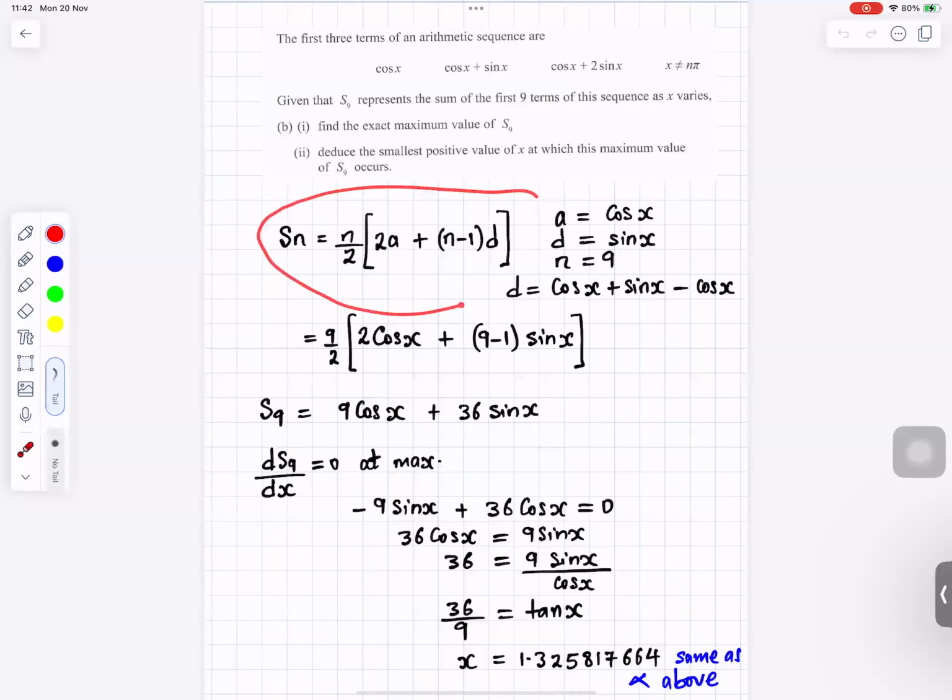That's the formula for the sum of n terms. The first term is cos x, the common difference is sine x, and the number of terms is 9. So you can substitute into the formula: n is 9, a is cos x, and the difference is sine x. When you simplify it, you get that expression, and if you differentiate it and set it equal to 0 at the maximum, you will get the answer there for x.